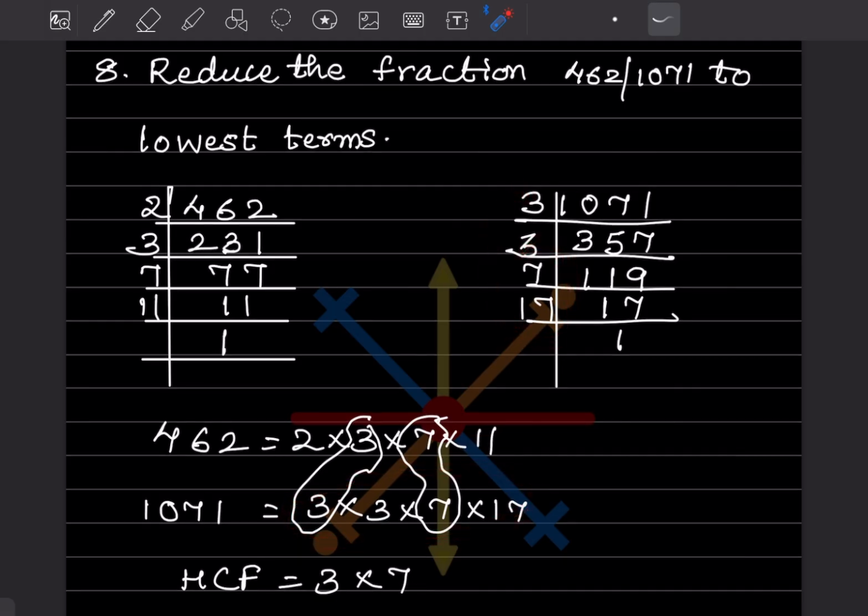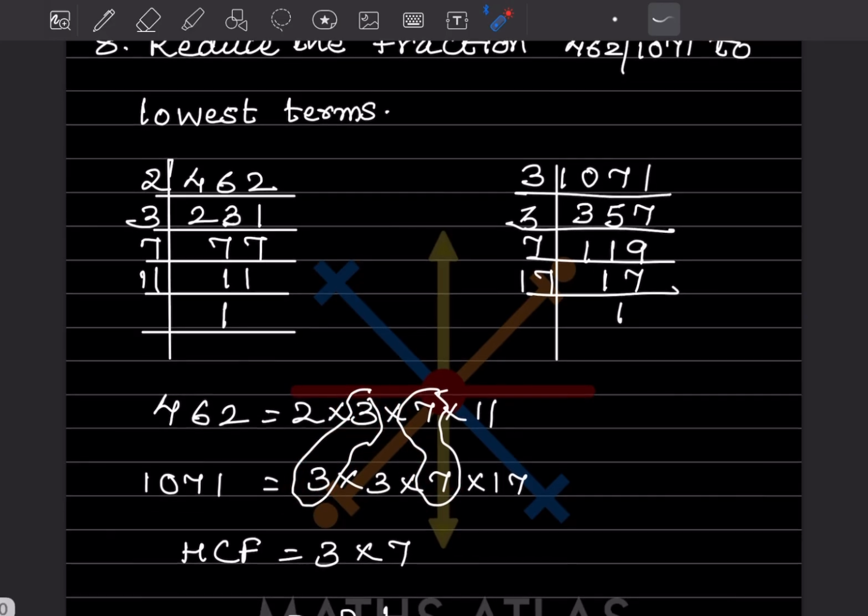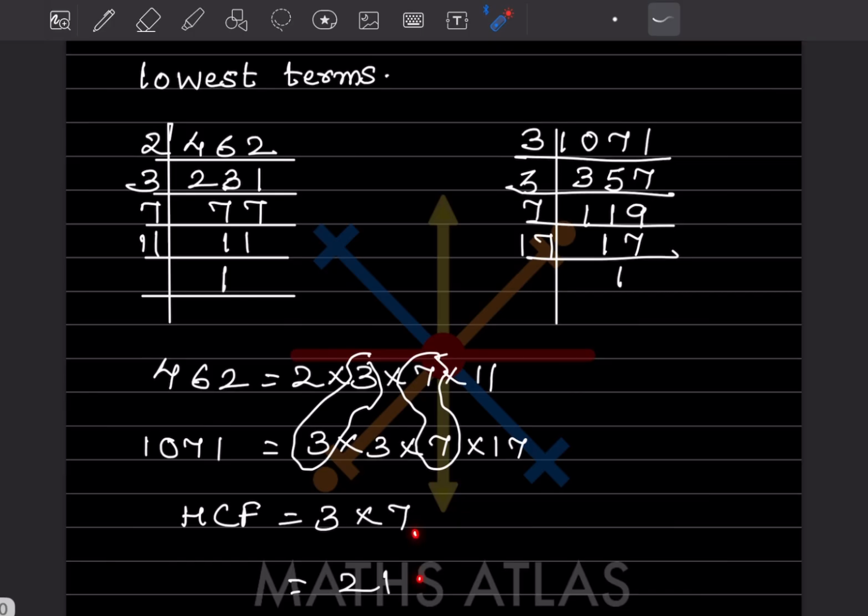So for this one, whenever we want to reduce the fraction, reduce means you have to take the HCF of it. And you know HCF means we just take the common factors. So now your common is, so why we are writing here one below the other, so it becomes easier to form the groups. So the common is 3 and 7. So 3 into 7, which is going to be HCF is 21.